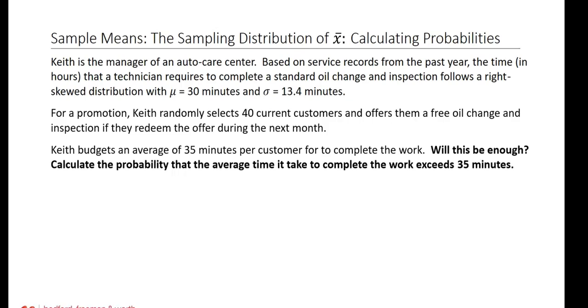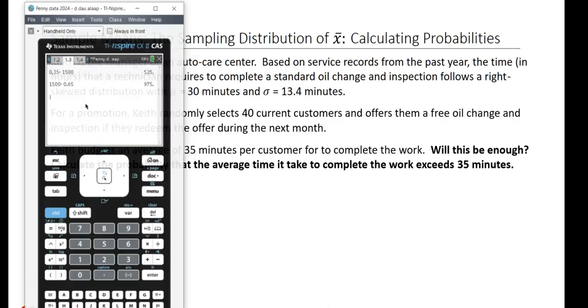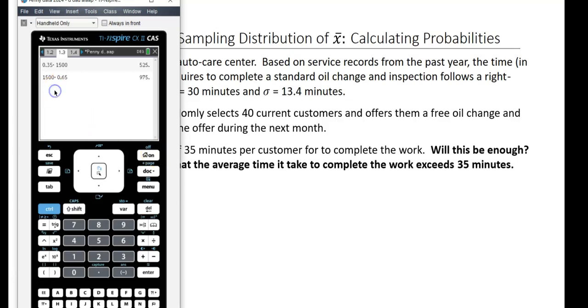So here he selects 40 customers, offers them a free oil change. Keith's budget is an average of 35 minutes per customer to complete the work. Will this be enough? Calculate the probability the average time exceeds 35 minutes. Well, this is nice because n is at least 30, so the sampling distribution is approximately normal, right? So we know the mean is 30. Now be careful, the standard deviation of the sampling distribution is not 13.4.